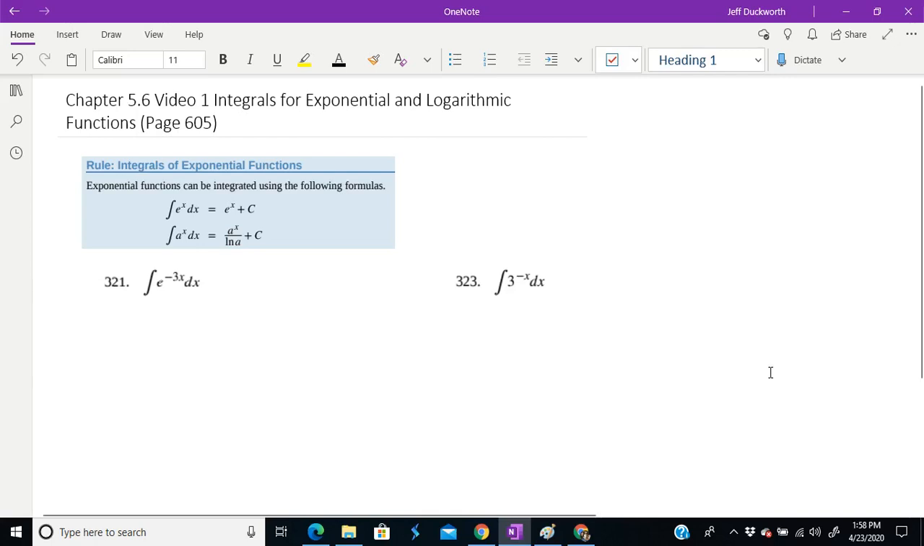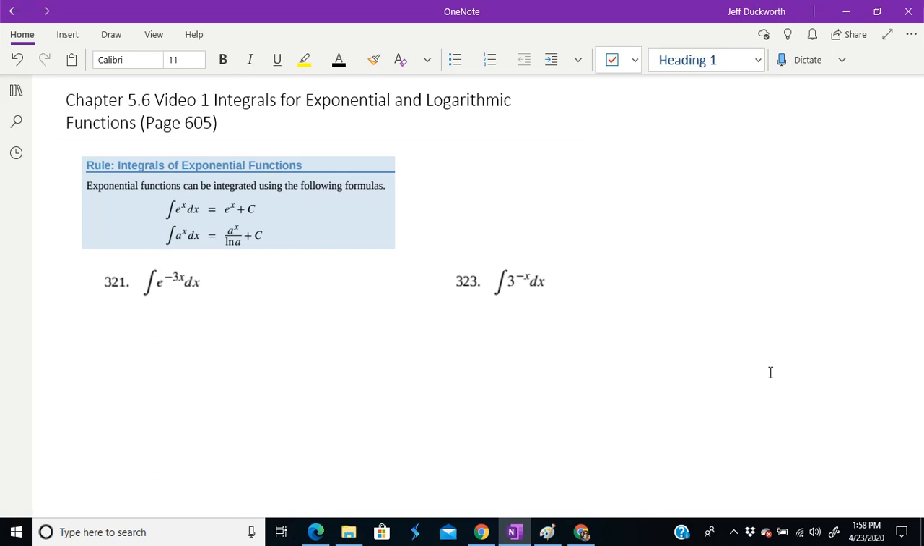All right, so this chapter 5.6 deals a little bit more explicitly with exponentials and logarithmic functions as far as how to take their integral. Some of it you have already seen before. We did some of this in 4.10, and they'll have additional ones as well.